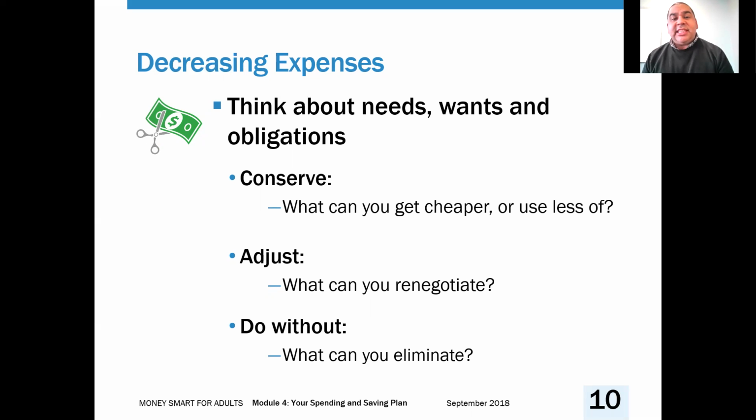Now, when it comes to decreasing your expenses, think about your needs, wants, and obligations. So you want to conserve. What can you do to get something cheaper or use less of? This would be something like your car. Maybe you're spending a lot of money on gas because you're doing a lot of trips around town. You can start finding ways to do less trips around town. Maybe food. Can you purchase food cheaper at another store? Maybe use some coupons here and there.